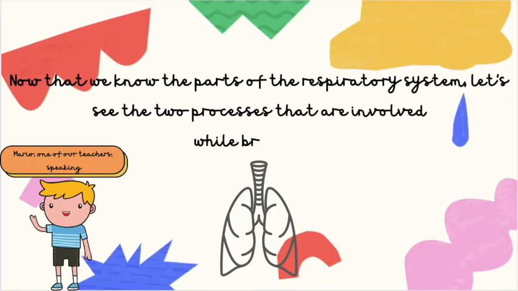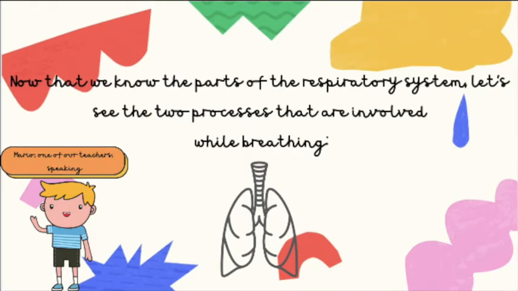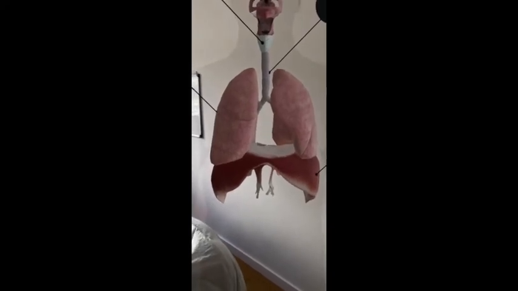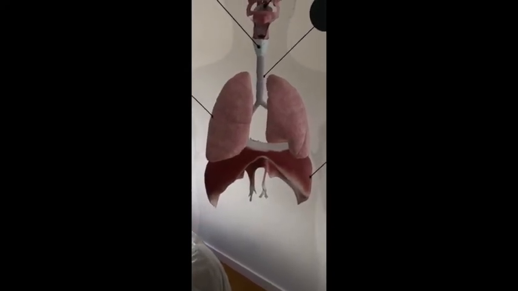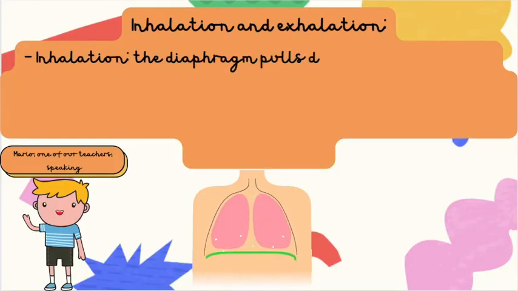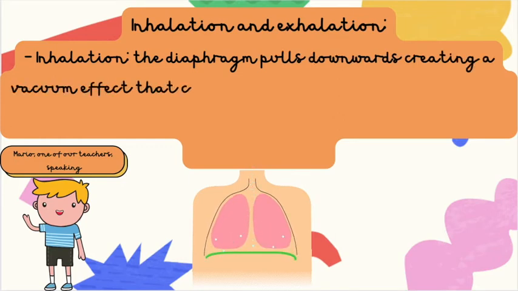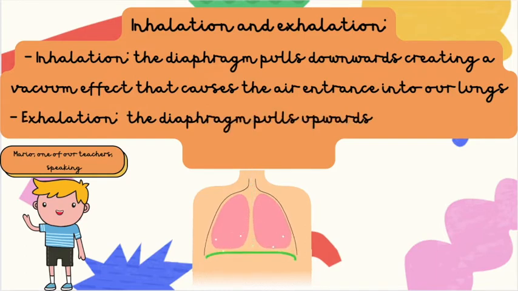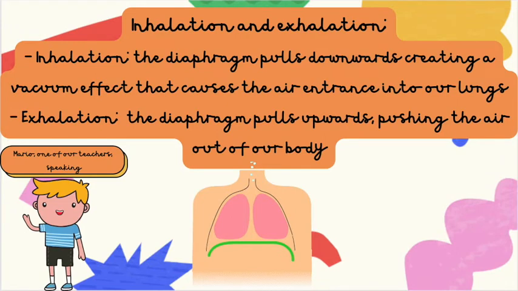Now that we know the parts of the respiratory system, let's see the two processes that are involved while breathing. These two processes of collecting and expelling O2 and CO2 respectively are called inhalation and exhalation. During the first one, the rib cage is expanded and the diaphragm pulls downwards, creating a vacuum effect that causes the air entrance into our lungs. During the exhalation, the rib cage tightens up and the diaphragm pulls upwards, pushing the air out of our body.